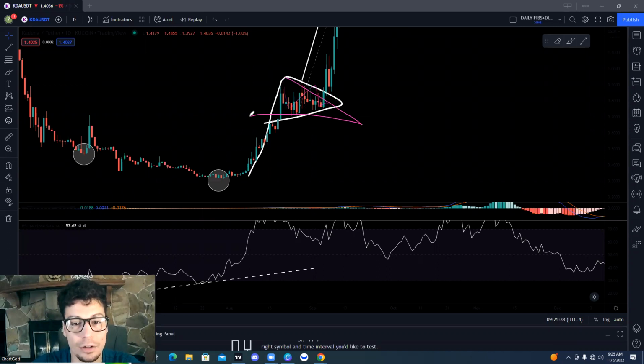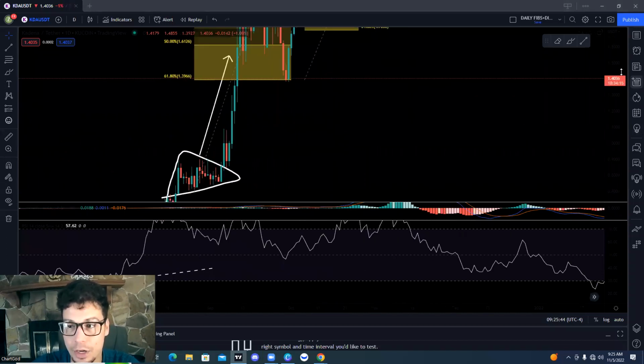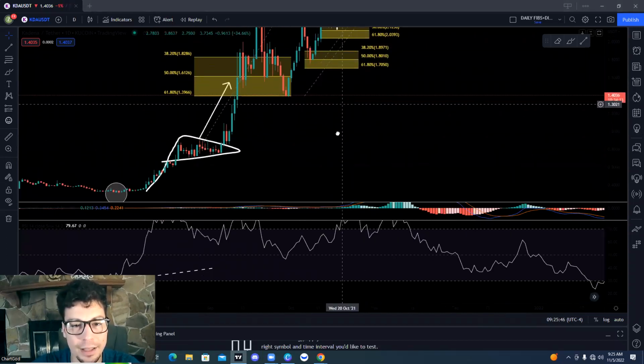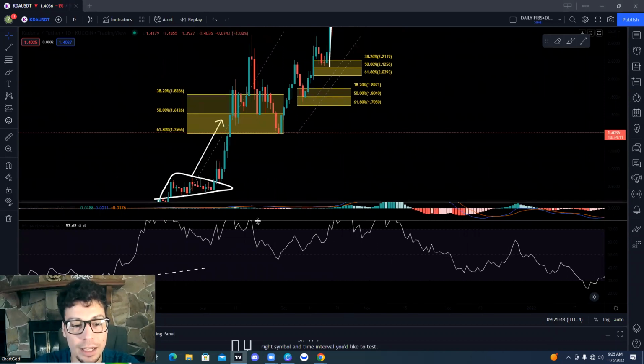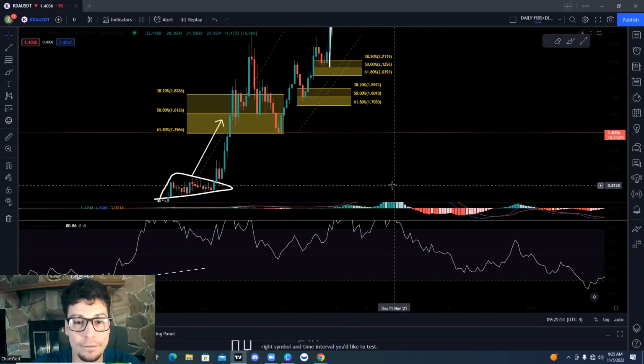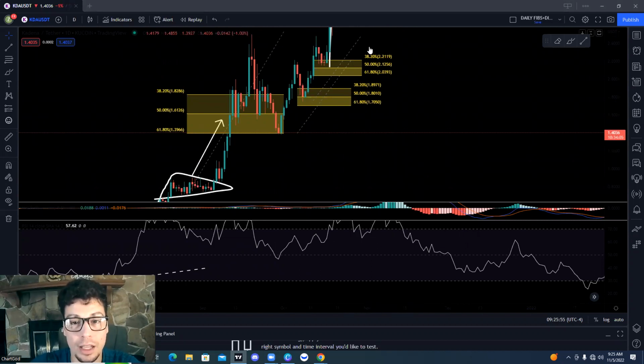We get a nice breakout of our flag, right? So here's the flag pole, here's the flag. We get a strong breakout, continue that uptrend. And here we can take a look at how we were looking at retracement levels earlier for resistance, right? To see if we're going to continue the downtrend.